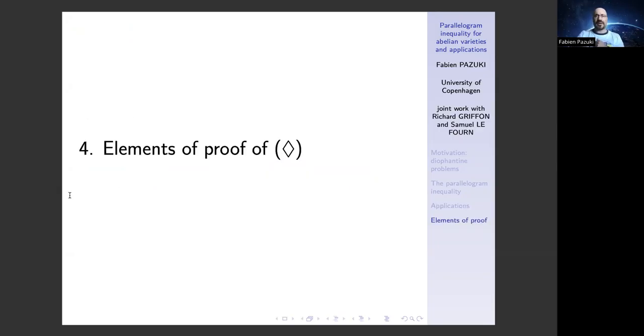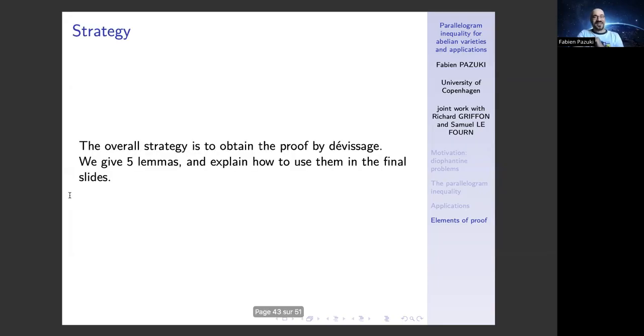Okay, so now I will use the final minutes to give you some elements of proof of the parallelogram inequality. Before starting this final section, I'm just going to say, depending on what you like to work with, maybe the proof is even more fun. I hope. Let's see. So let's go.